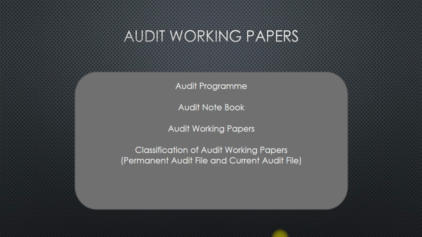Audit Working Papers. Audit Working Papers is made up of Audit Program, Audit Notebook, Audit Working Papers and Classification of Audit Working Papers, which are Permanent Audit File and Current Audit File. So we'll take a look at each of them.